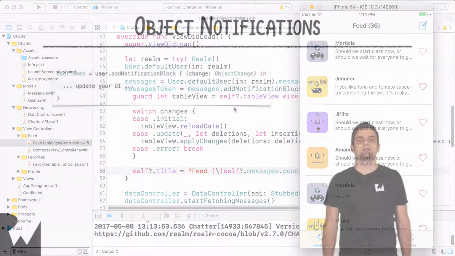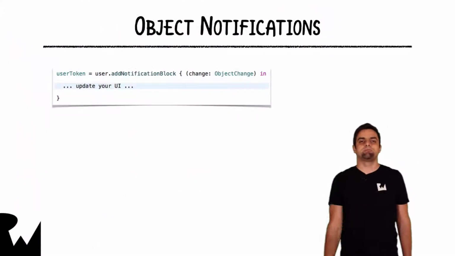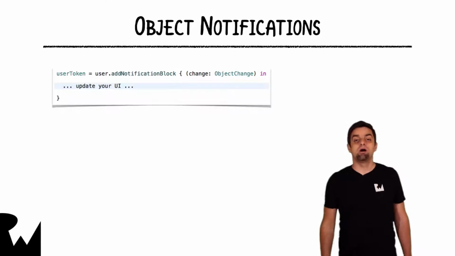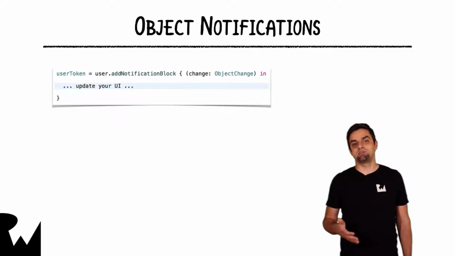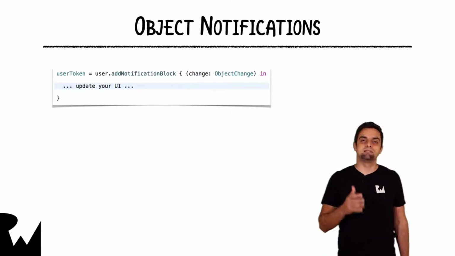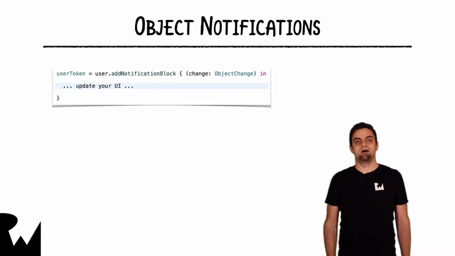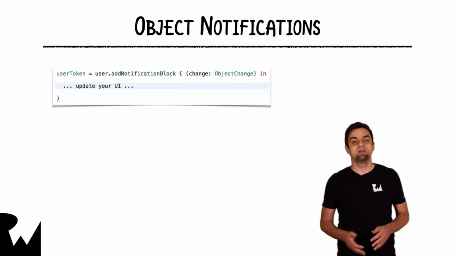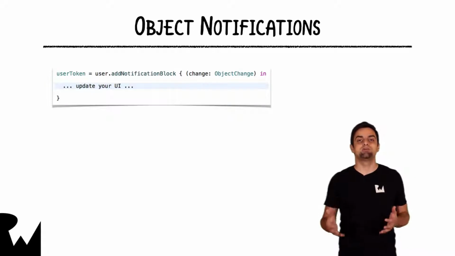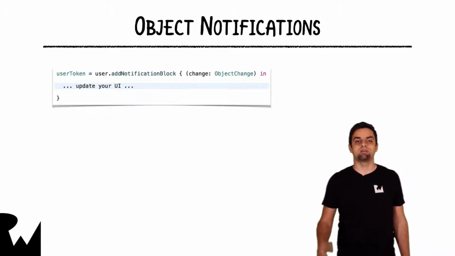Now, another type of notification you can subscribe to are object notifications. Oftentimes, you're interested in a single object in your realm, and you want to be notified about changes on that particular object only. The API looks very familiar. You call addNotificationBlock on your object instance, and as a parameter to your closure, you receive what kind of change particularly happened to that single object.